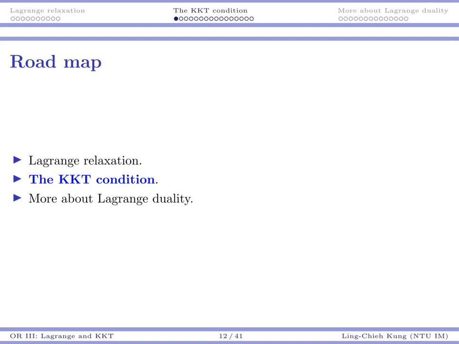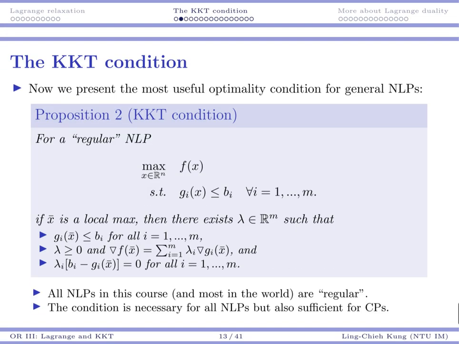Okay, let's continue. So now let's introduce our next thing, which is the KKT condition. So let's see what this is. Previously we have introduced Lagrange relaxation. Now we're going to present a very useful optimality condition for general nonlinear programs.